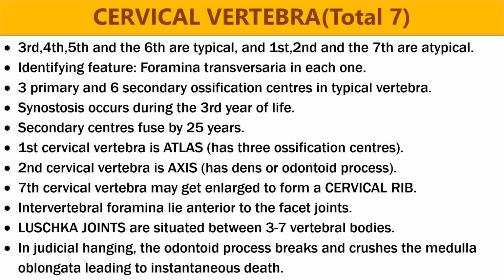The intervertebral disc prolapse in the cervical region commonly occurs around the sixth cervical vertebra. This causes pain and numbness along the lateral side of the forearm and, in severe cases, wasting of the muscles of the thenar eminence. In judicial hanging, the odontoid process usually breaks and crushes the vital centers in the medulla oblongata, leading to instantaneous death.